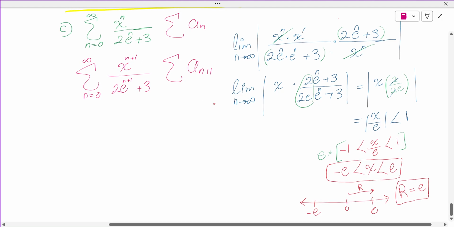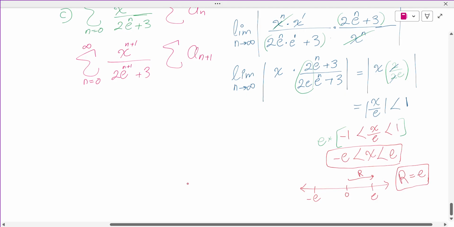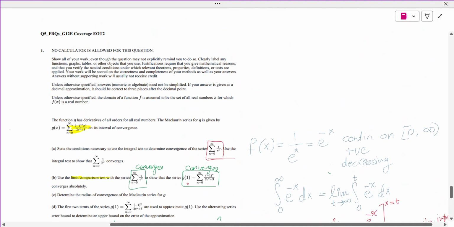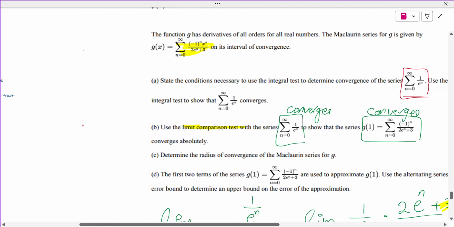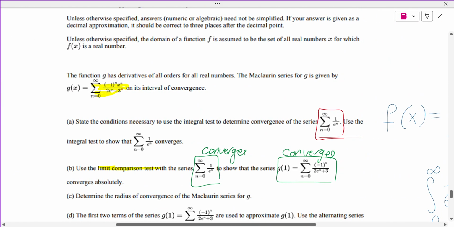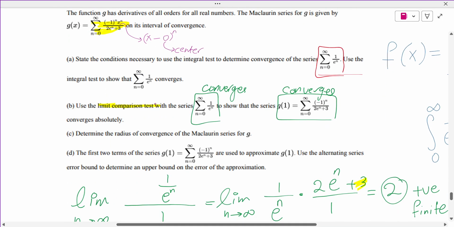Okay? Let's look at the points distribution. The center, if you look at the series at the top here, do you have x minus something raised to n? Yes, there is x minus 0. So what we call the 0? The center. Okay? Maclaurin series, right? Last part.